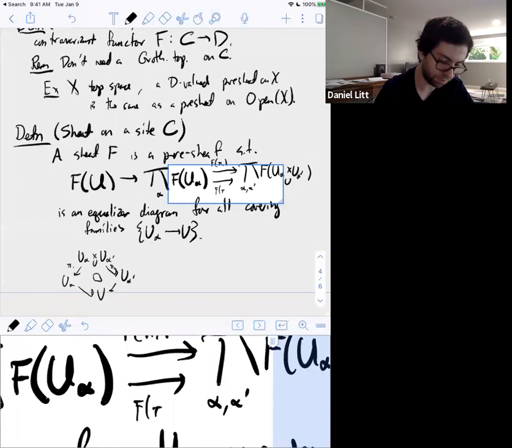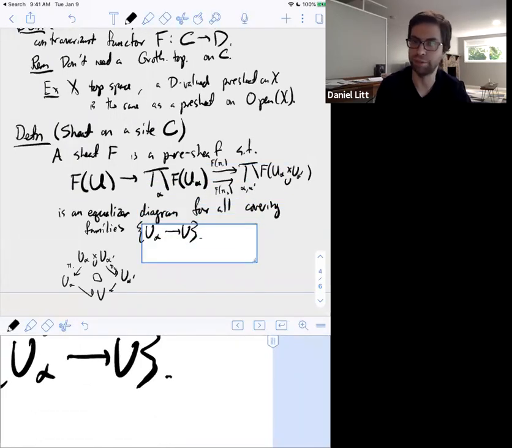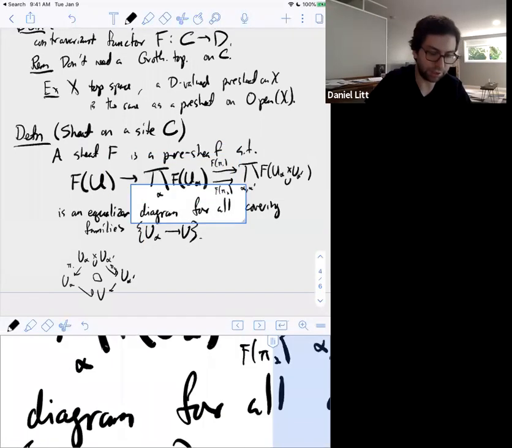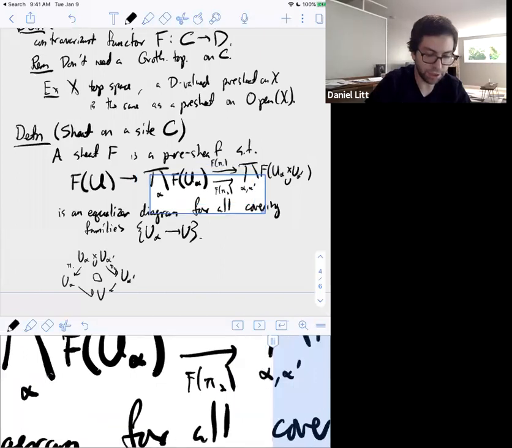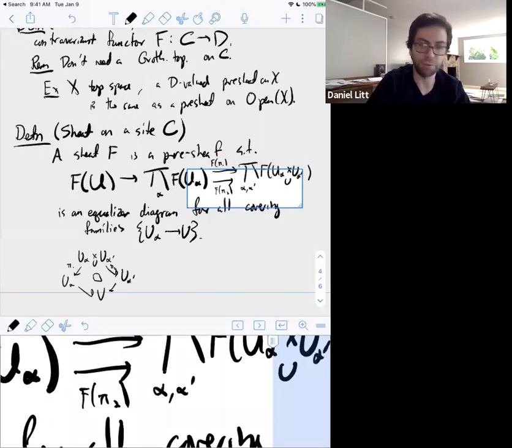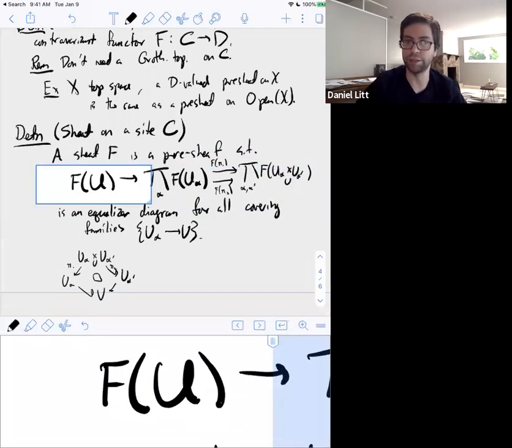Okay, so can anyone try to put into words what this being an equalizer diagram means? Maybe if F is a set valued sheaf. If a collection of sections agree on overlaps, then they come from a global section. Yeah, so that's somehow exactness here. If I have a bunch of objects here which go to the same thing on intersection, meaning their images under these two maps are the same, then they come from here. So that's part of being an equalizer. That's the gluing condition.